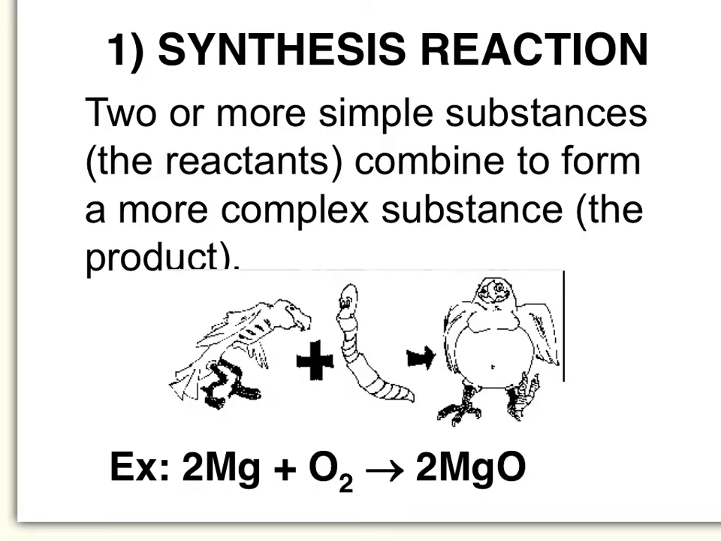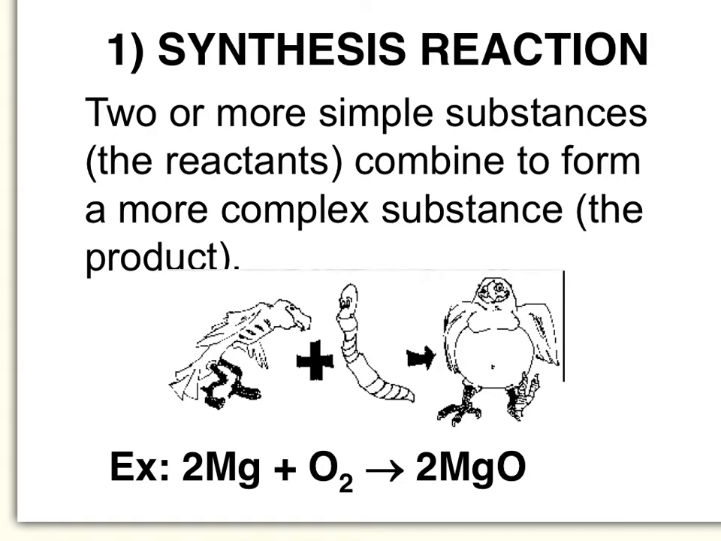First is called a synthesis reaction, and that's when you have 2 more simple substances in your reactants and then they combine to make a product that is more complicated. Generally speaking, while this doesn't always hold true, you start out with 2 reactants and have 1 product. But the big thing is that you have multiple reactants that combine into fewer but more complex products.